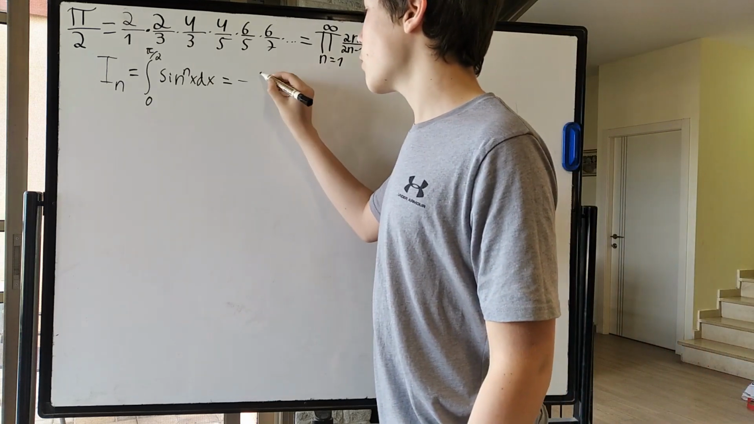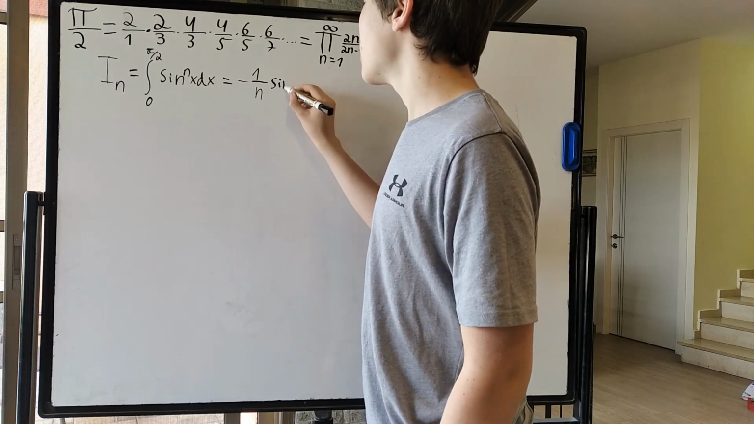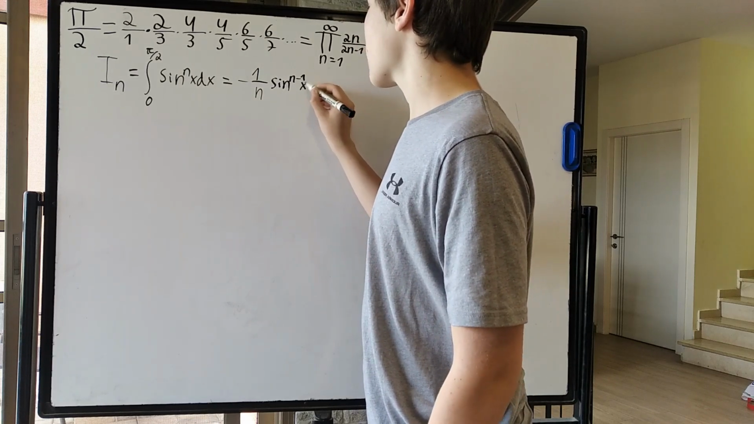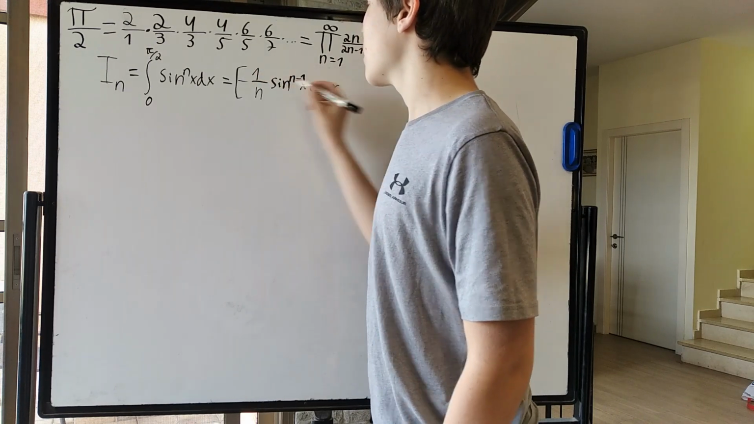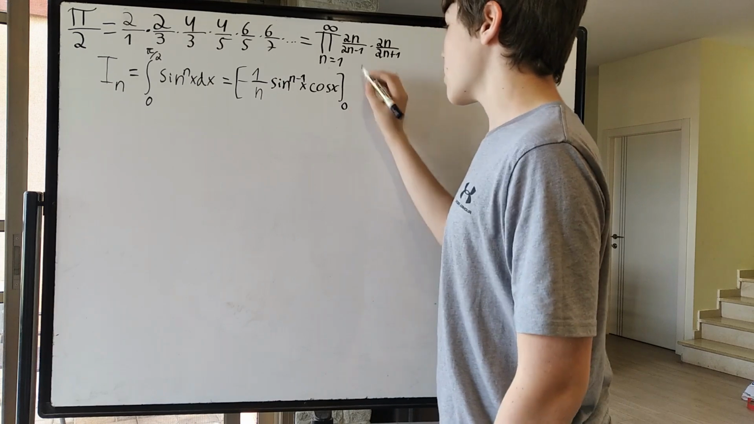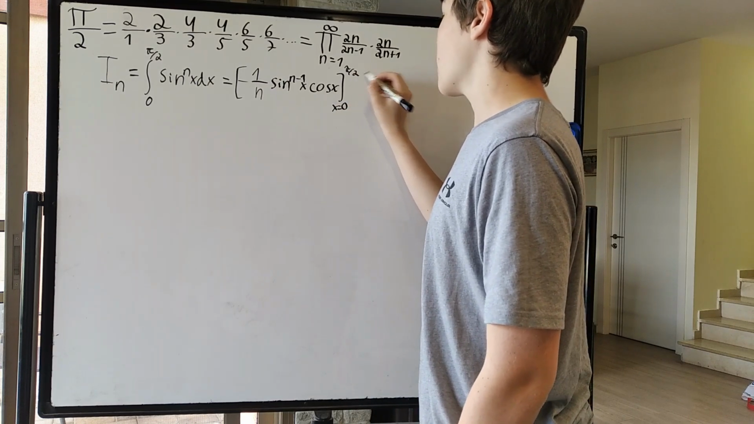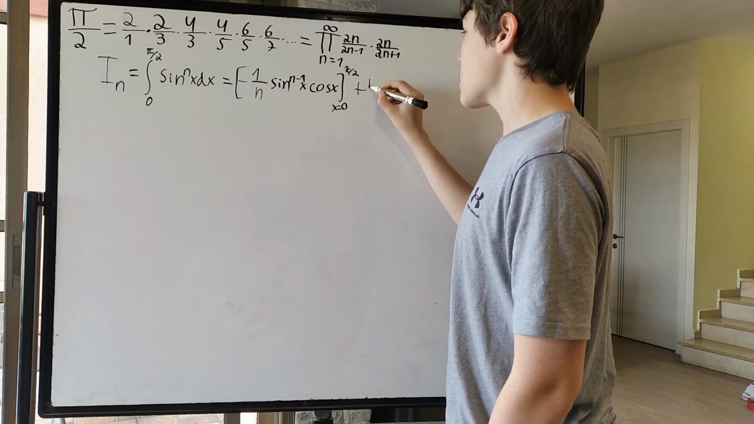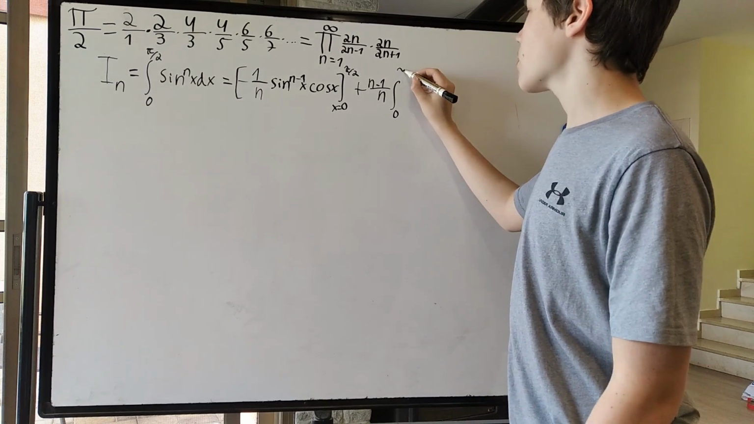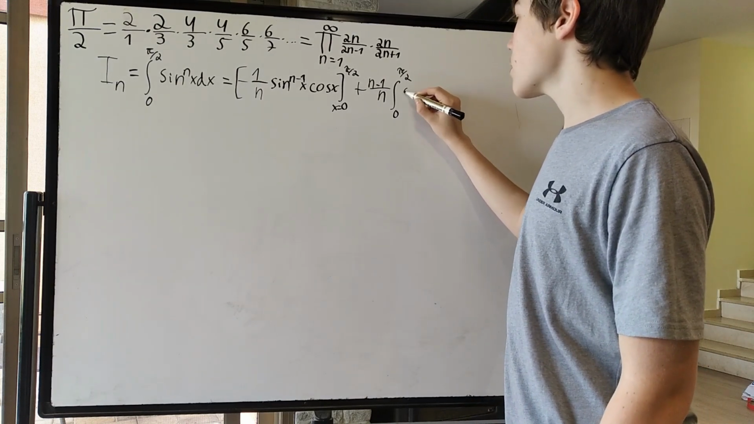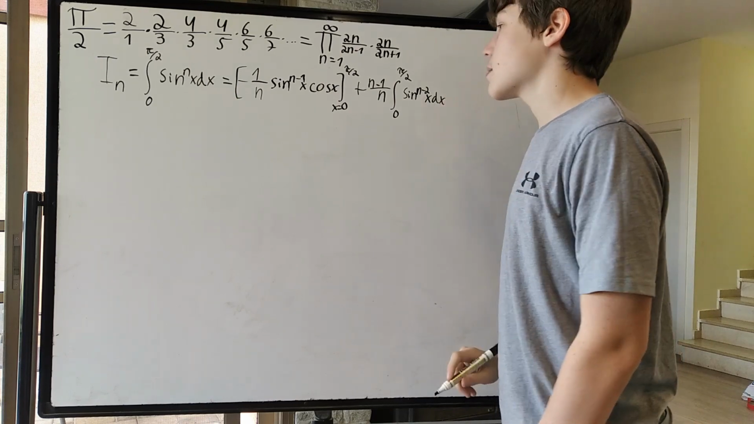So the formula is as follows: it's negative 1 over n sine to the n minus 1 x cosine x, and in our case x goes from 0 to pi over 2, plus n minus 1 over n times the integral from 0 to pi over 2 of sine to the n minus 2 x dx.